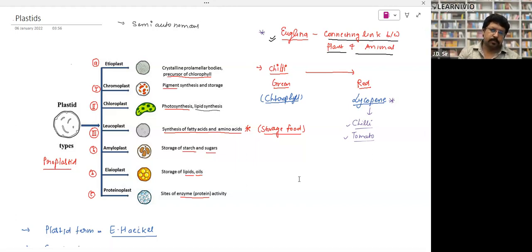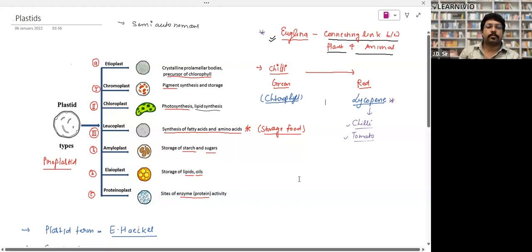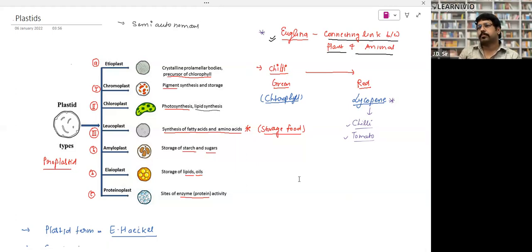Next point. Chloroplast stores green pigment, chlorophyll. Full stop. They provide green color to the plant and perform photosynthesis.